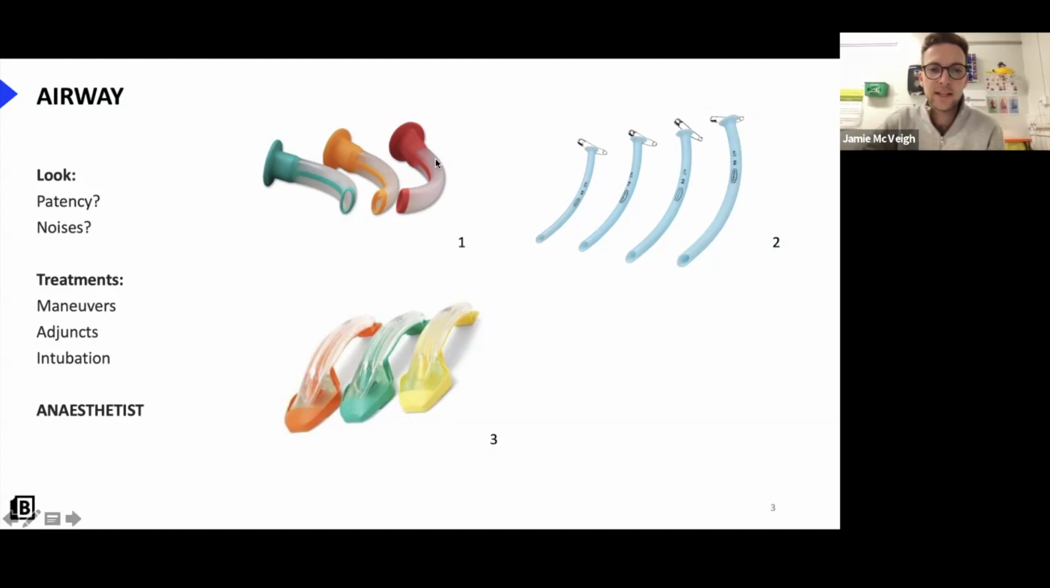And then three there is an i-gel or an LMA, which is a more definitive airway. Anaesthetists use them intraoperatively quite often for short cases, and they're very, very good. And then last of all is an endotracheal tube, which will be put in by an anaesthetist and is a more definitive airway with reduced risk of aspiration because you can inflate the cuff. Okay.